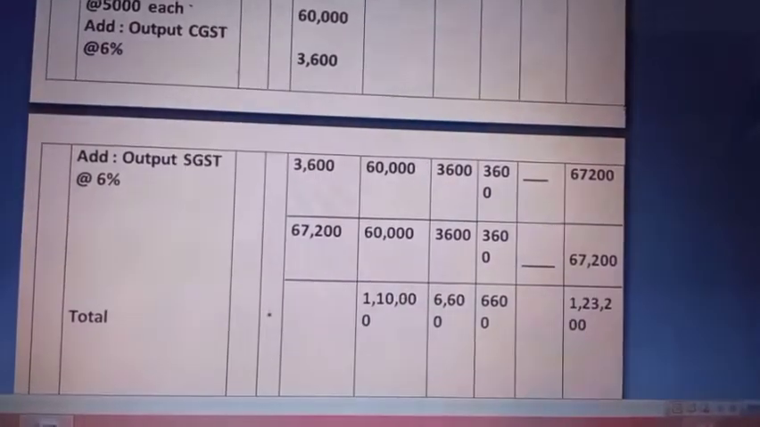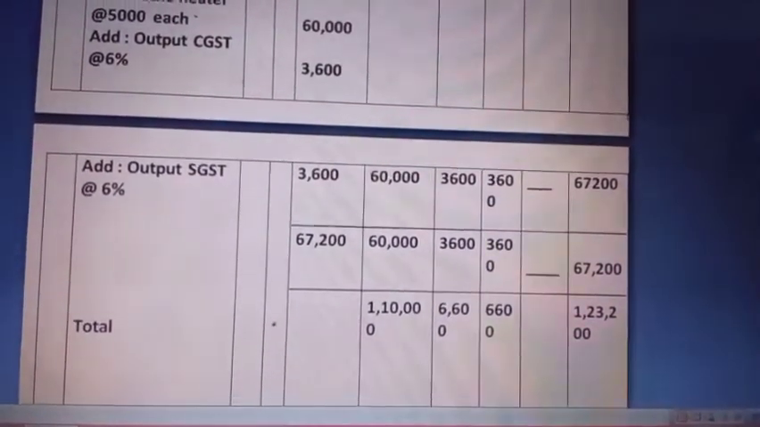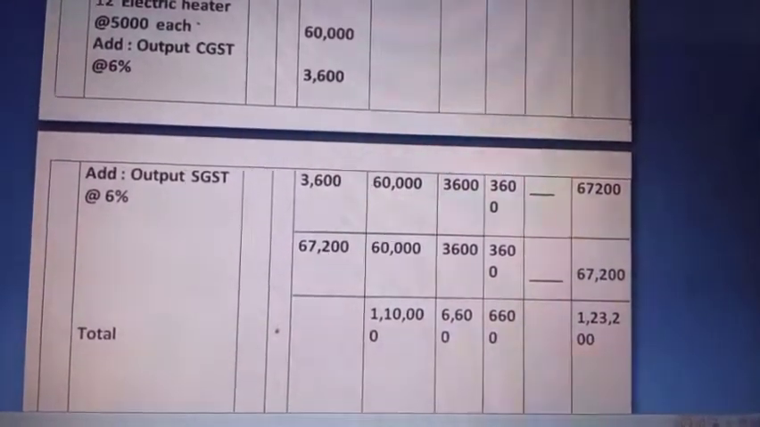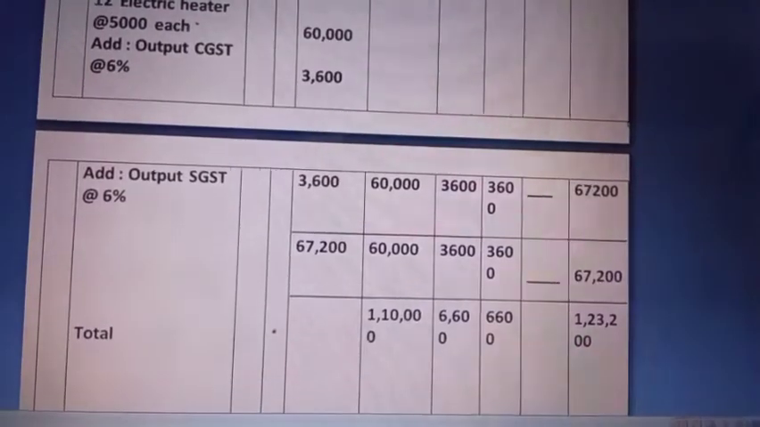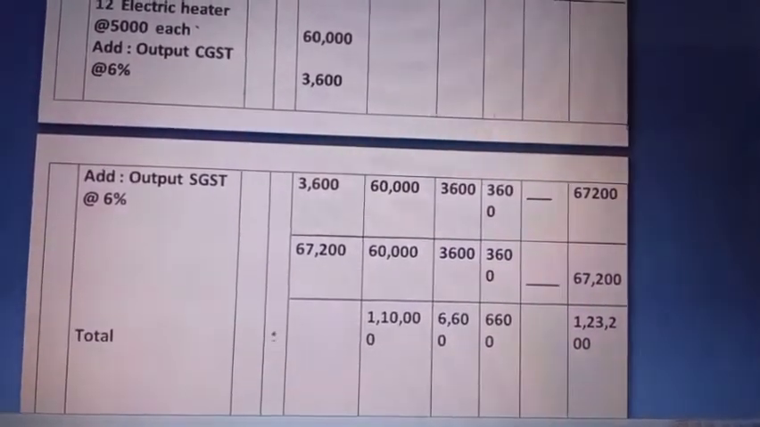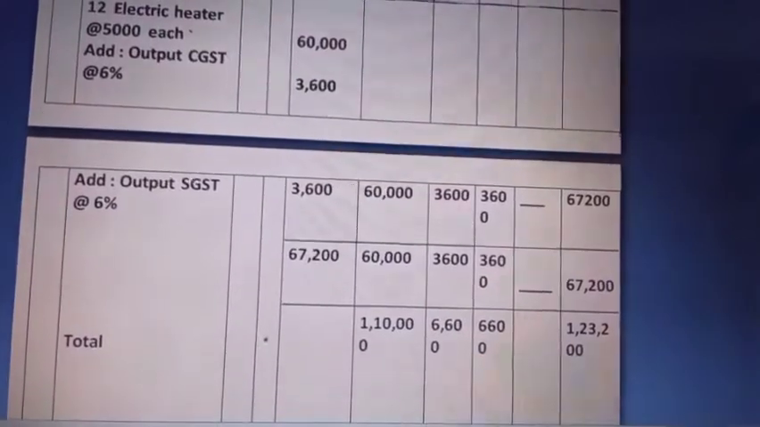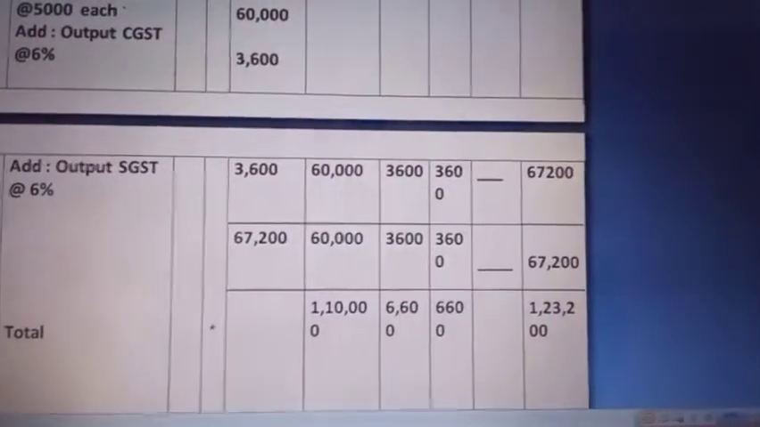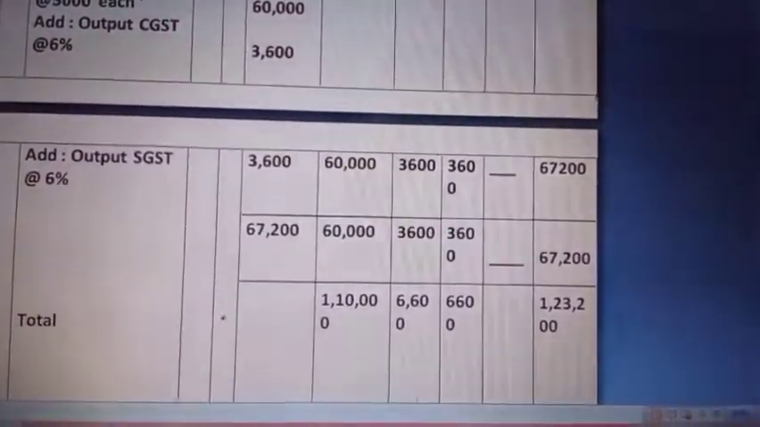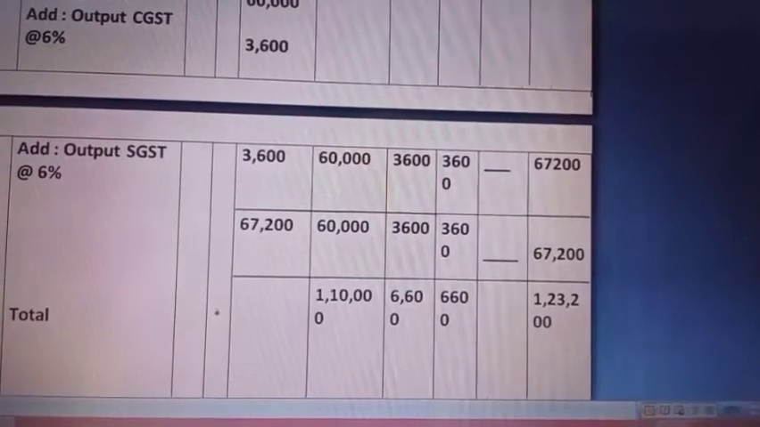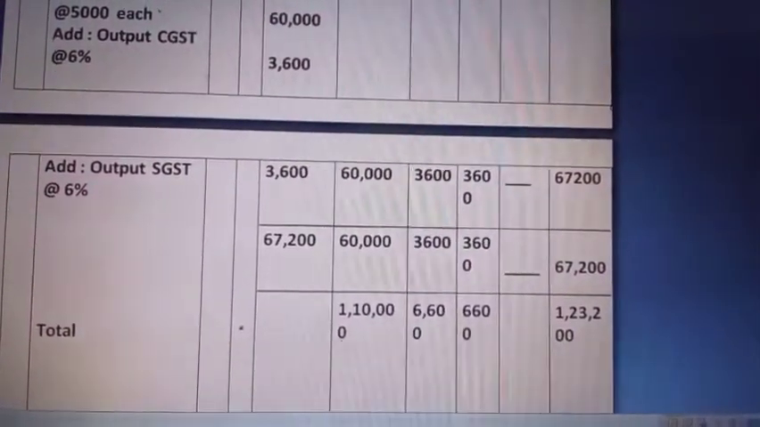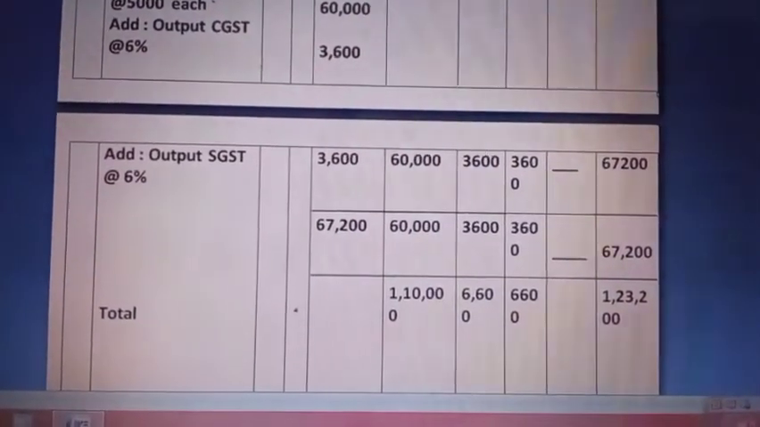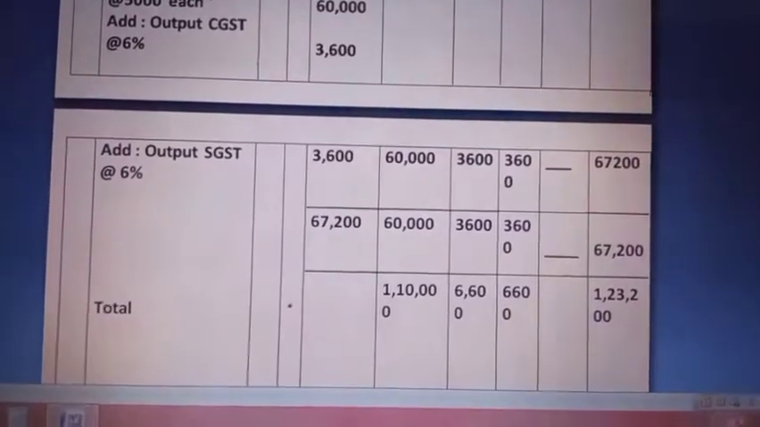Total sales we get as 1,10,000, that is 50,000 plus 60,000. Then the output CGST will be 3,600 plus 3,000, which gives us 6,600. Same for output SGST, and the sales amount including the GSTs gives us 1,23,200. So you see children, the calculations and everything are the same as purchase book. Only here the difference is that output GSTs will be written.